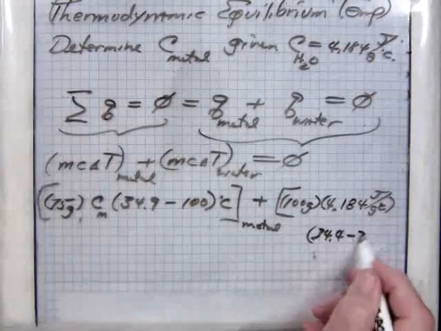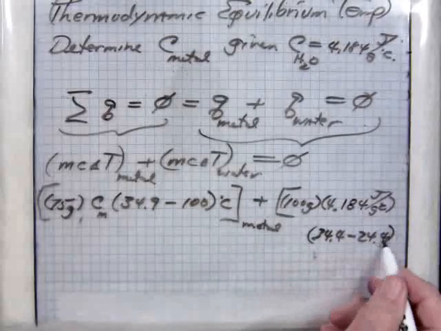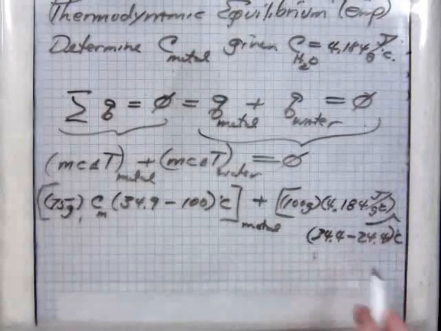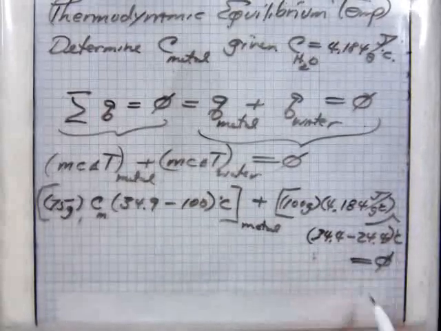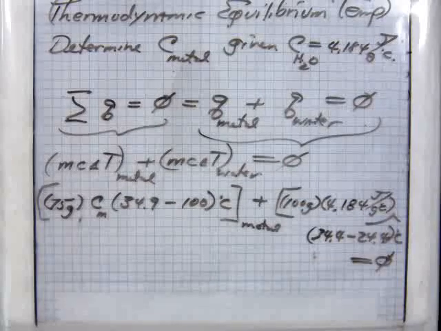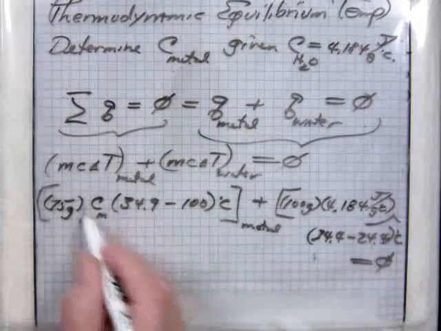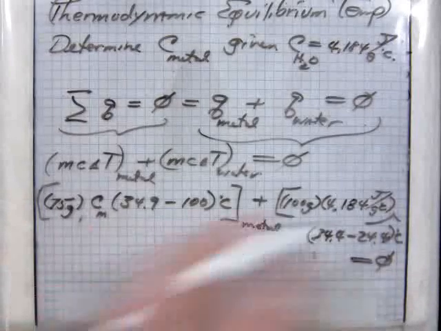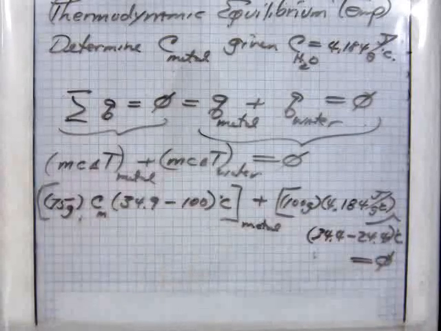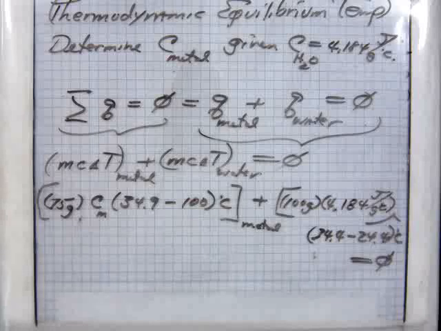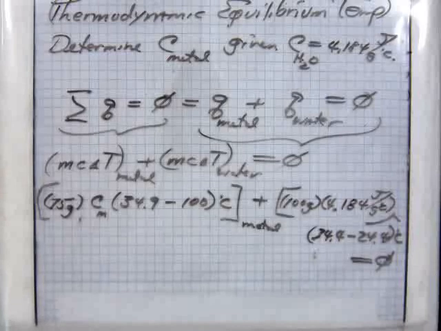34.4 minus 24.4, and that's degrees C. All that goes right in there, and everything still equals 0. So we're looking for C in this. Now, if you set this up like this, I guarantee you that the units of the final answer will be in joules per gram degree C. That's the specific heat, I assure you.